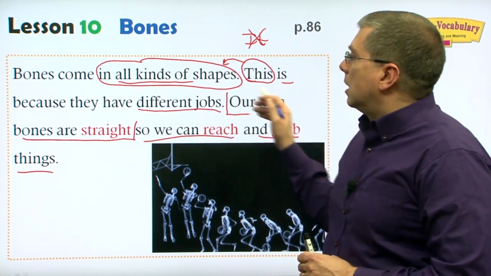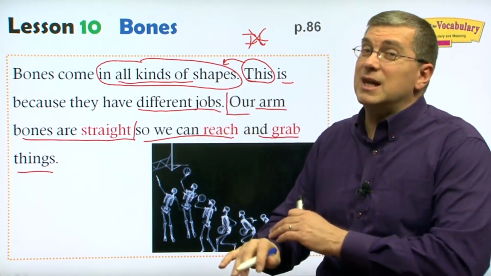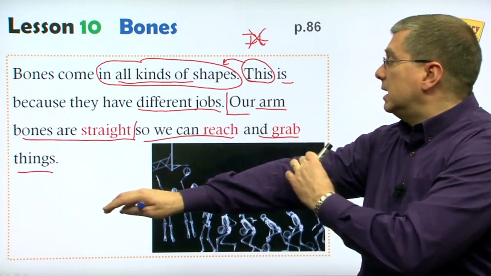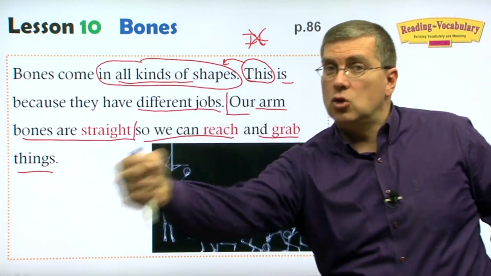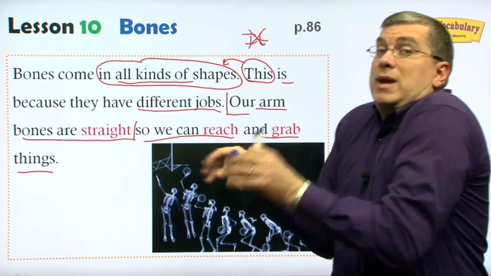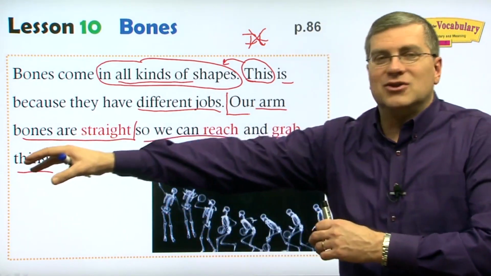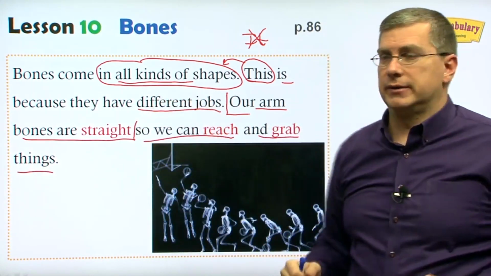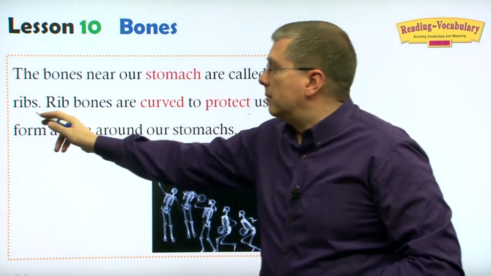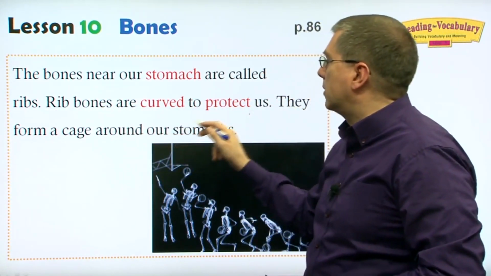Okay? So our bones have all different kinds of shapes. The reason for that is because they have different jobs. One example, our arm bones are long and straight so that we can reach and we can grab things, right? If our arm bones were short and curved, we couldn't reach and grab many things, right? We'd be like this, okay? But they're long and straight, so we can grab things. Okay. The bones near our stomach are called ribs. Rib bones are curved to protect us. They form a cage around our stomachs.